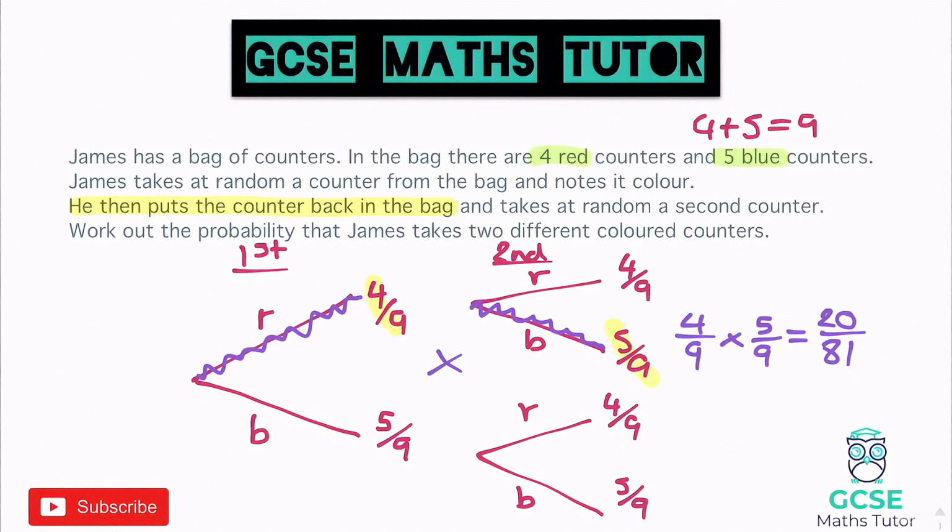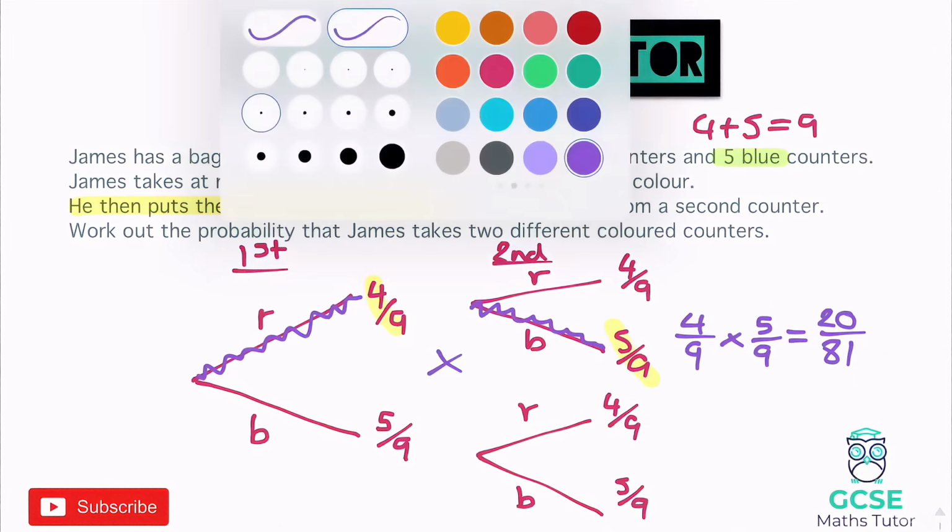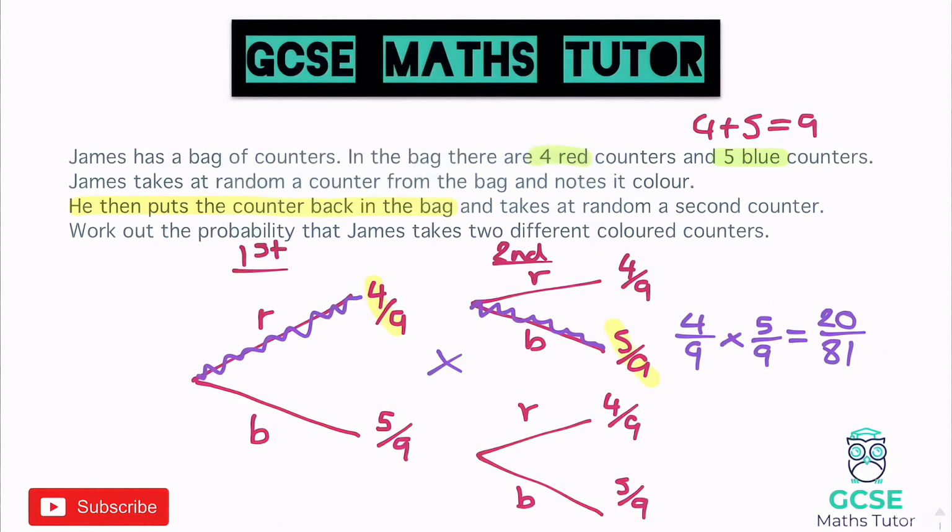Now what we're going to have a look at now is the other way of getting 2 different counters, because I could take, instead of a red then a blue, a different order here. I could take a blue and then I could take a red. And that would also give me different colour counters. And again, that goes through these 2 different fractions, so 5/9 and 4/9.